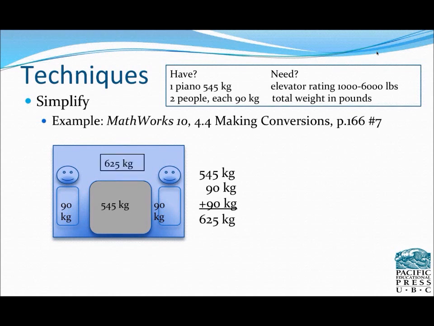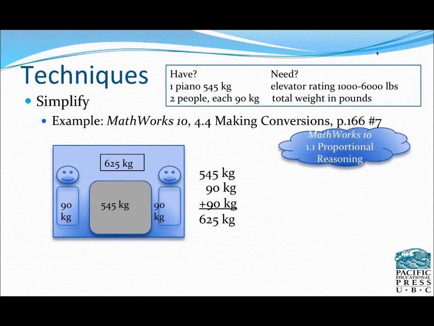Next, we can solve using proportional reasoning, which is perfect for unit conversions. This method, however, is covered in the textbooks, MathWorks books, once and once only in MathWorks 10, section 1.1 on proportional reasoning. I highlight this since many teachers have expressed regret for not focusing on this strategy further, since it can be applied to so much of the math throughout the rest of the textbook and in MathWorks 11 and 12 as well. It may be worth revisiting with your students.